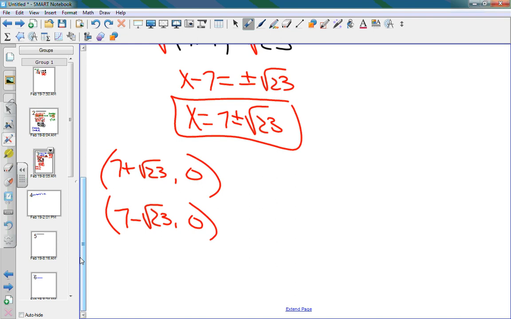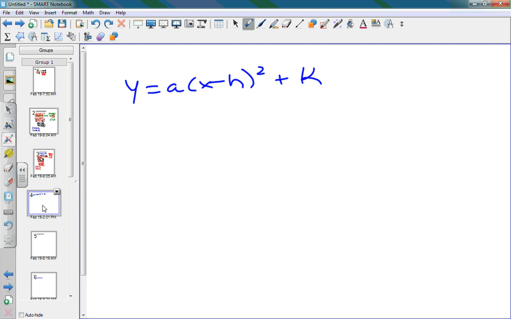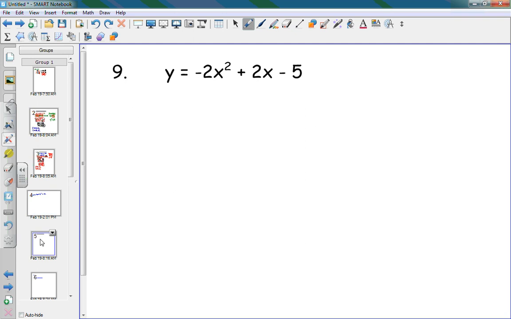Okay, turn it over, number 9. These are the ones that don't. What are the directions on these? You're going to find the vertex. It says to find the vertex and the A value. Well, what's the A value again?